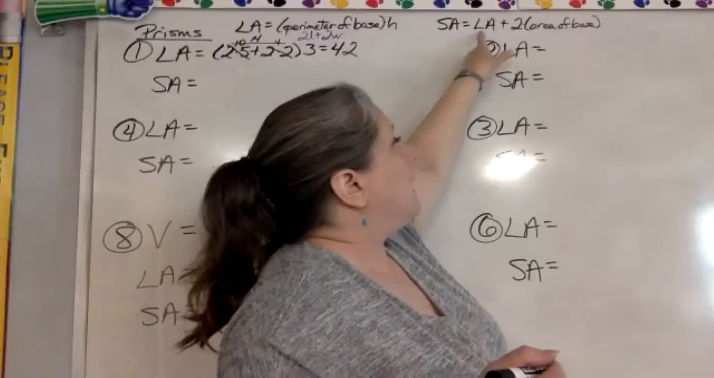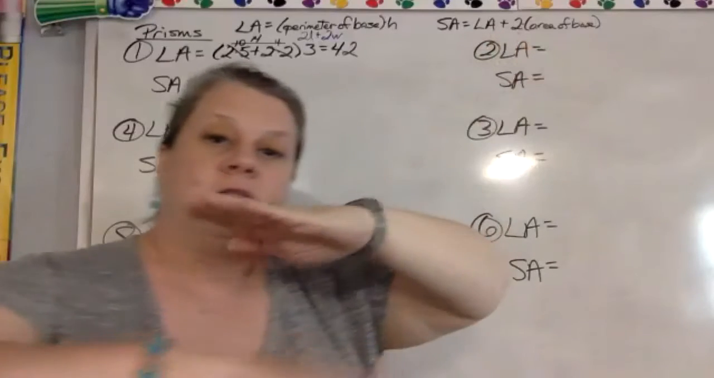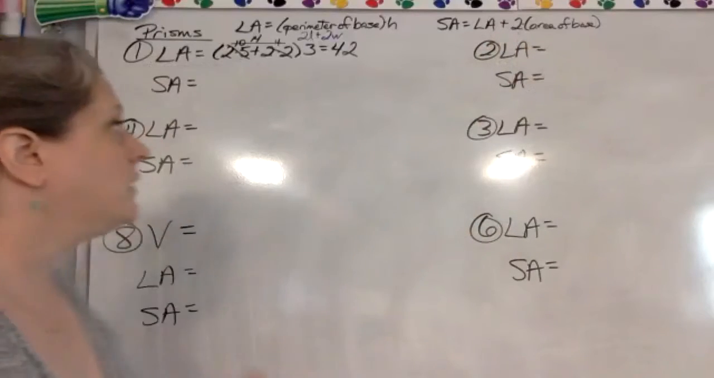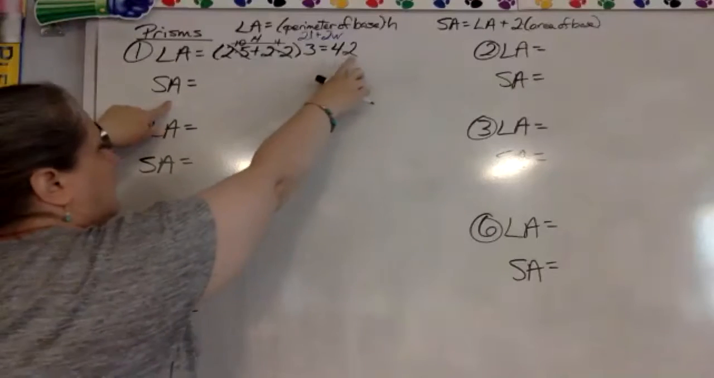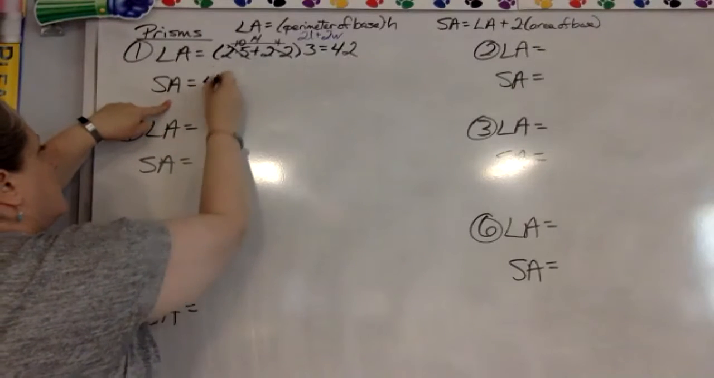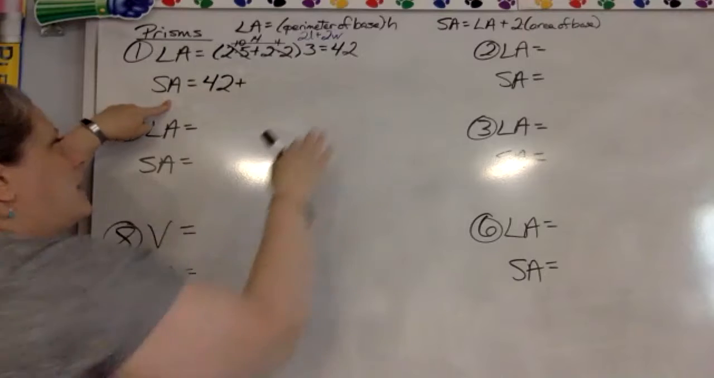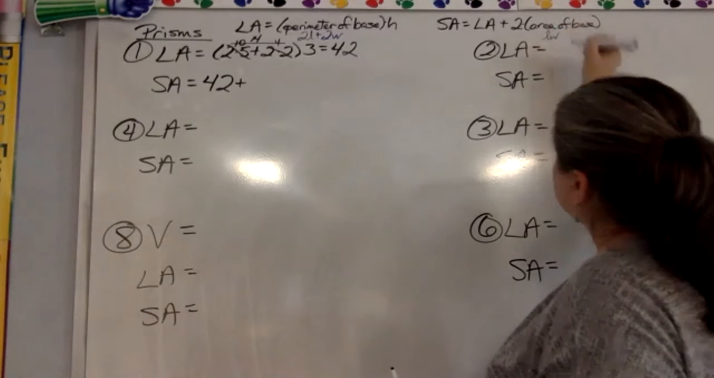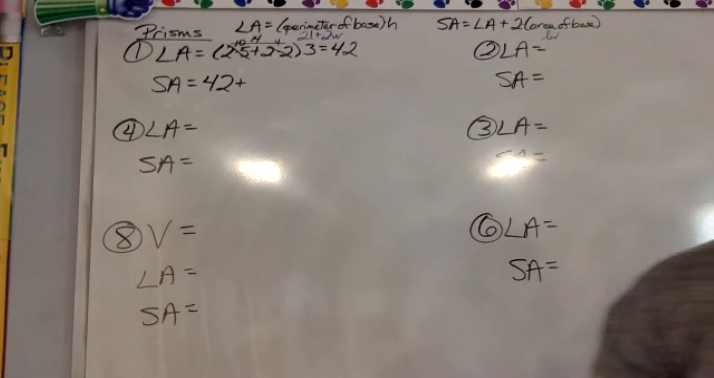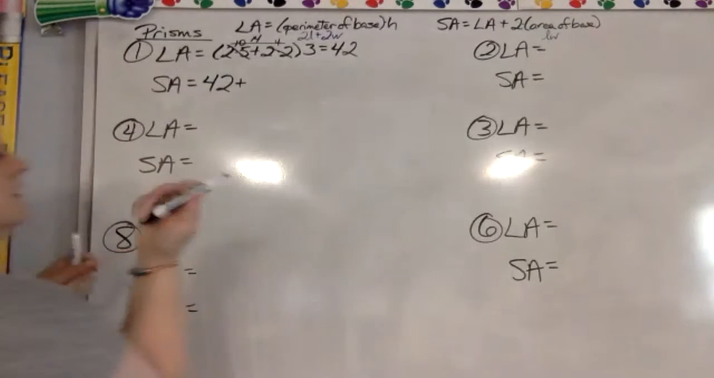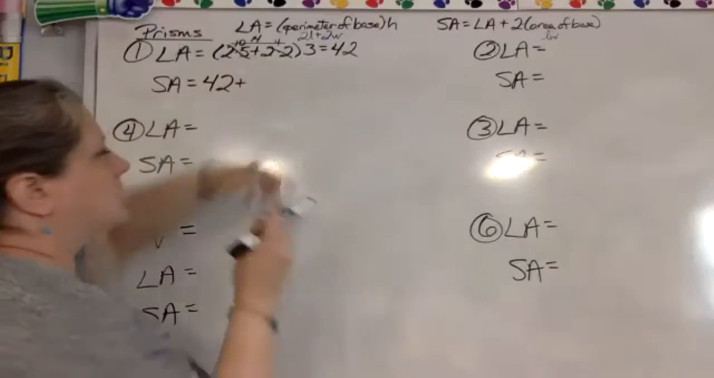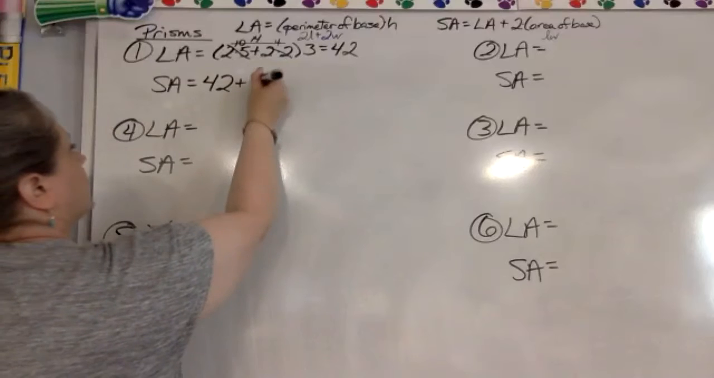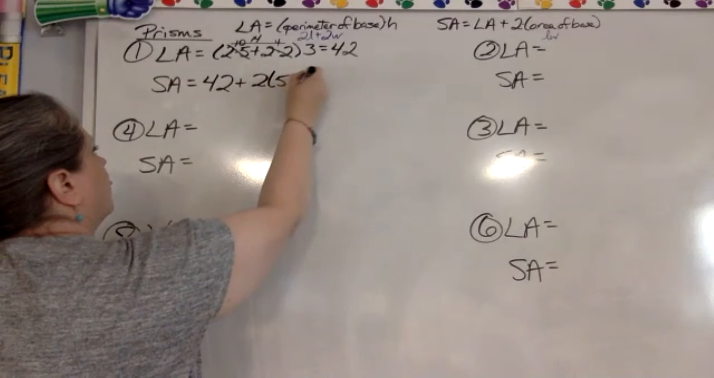You take your lateral area and you add the area of the top and bottom, the 2 bases together with it. So my area was 42 plus 2 times the area of my base. Now remember, this is a rectangle, so the area of a rectangle is simply length times width, right? So the length was 5 and my width was 2. So I have 2 times 5 times 2.